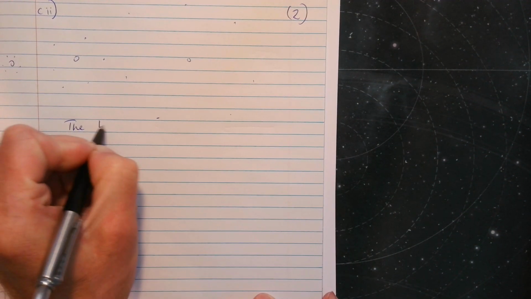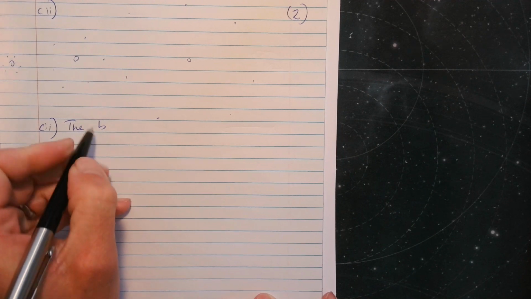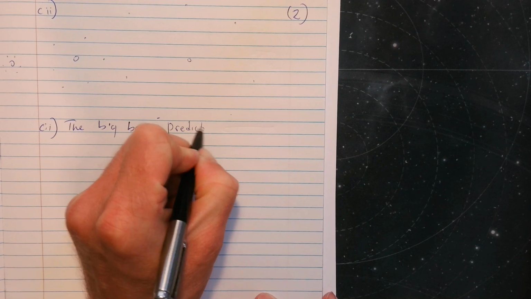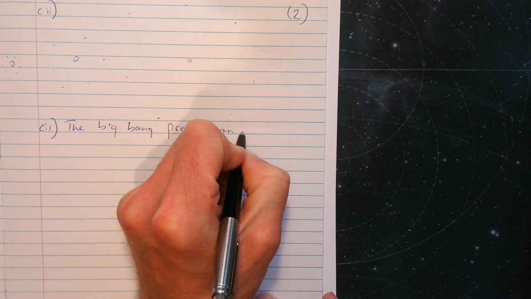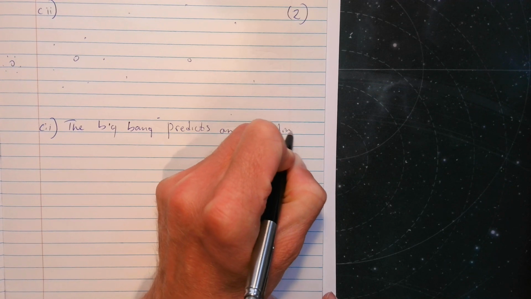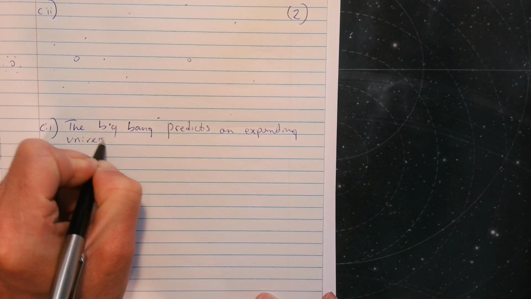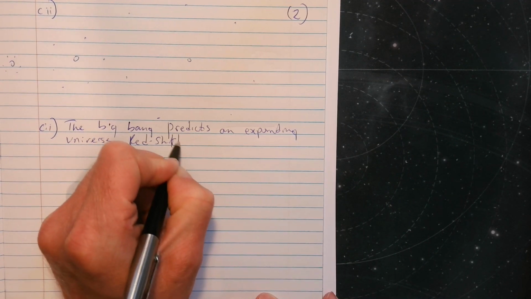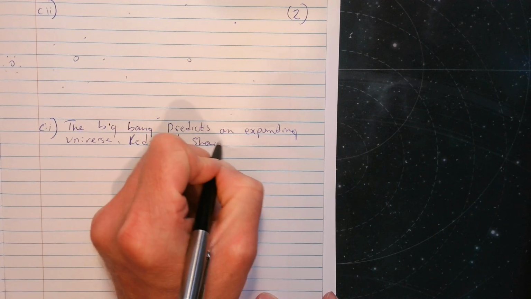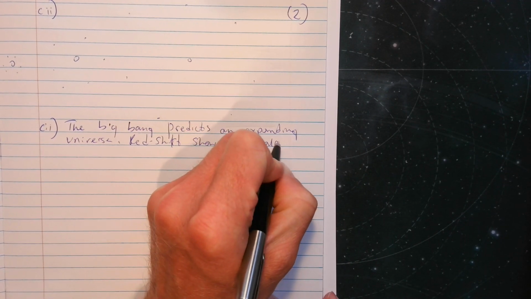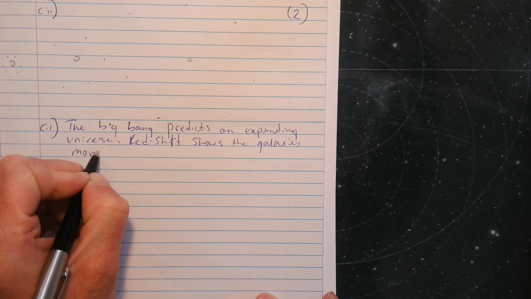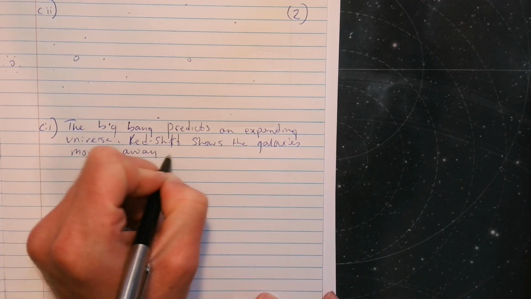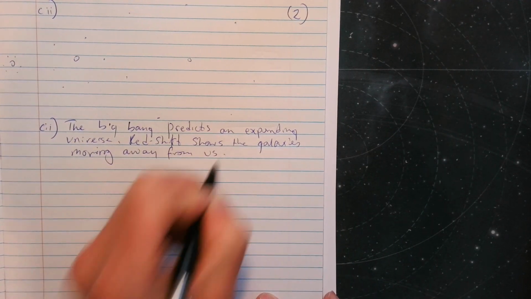So the Big Bang predicts an expanding universe. Redshift shows the galaxies moving away from us. That's going to get our 2 marks.